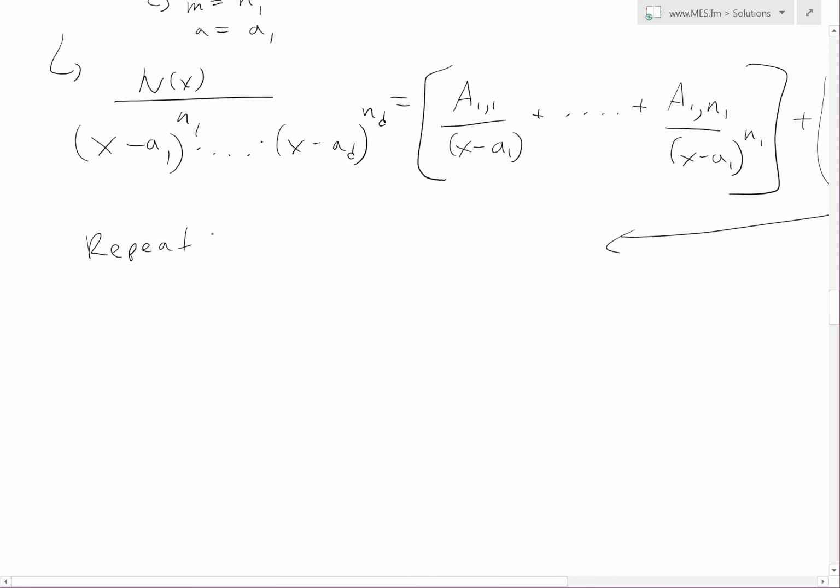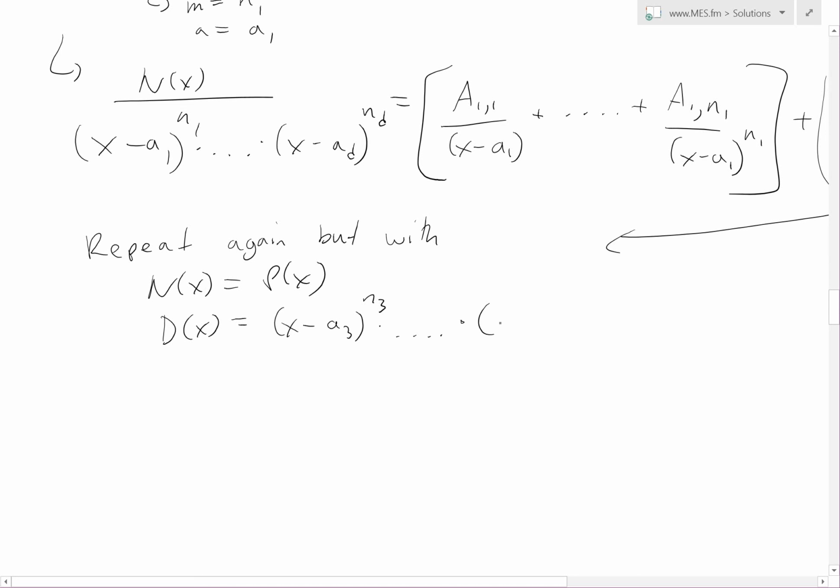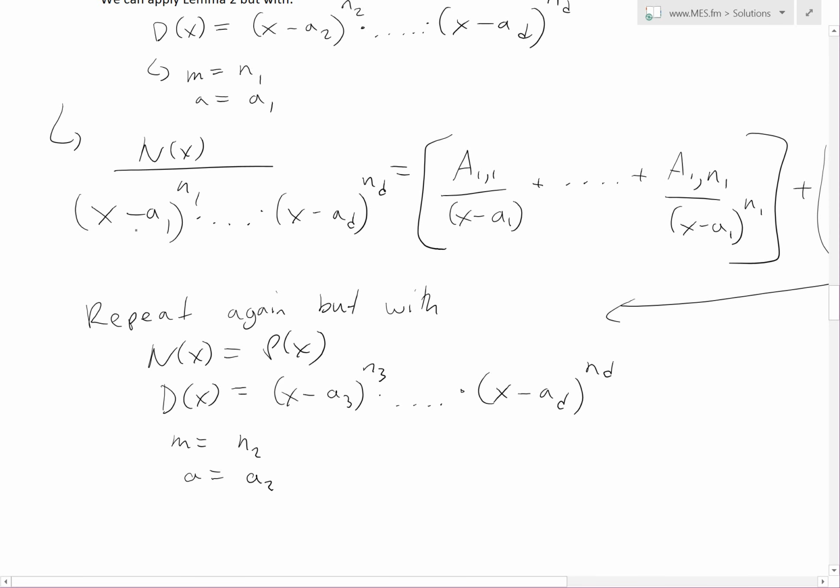So now we repeat again, but this time we use n of x equals p of x, and then our d of x is now x minus a3, times it by, keep going on and on, x minus a d and d. Then we let m equal 2 and 2, and our a is equal to a2. So we do the exact same thing.